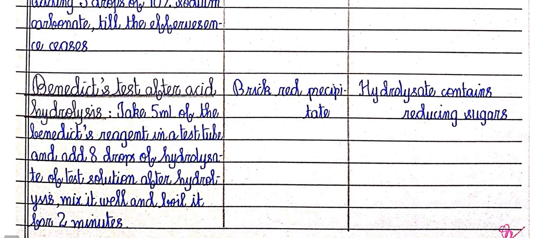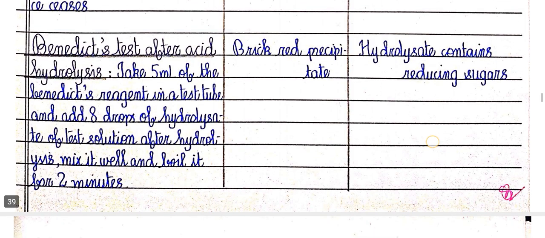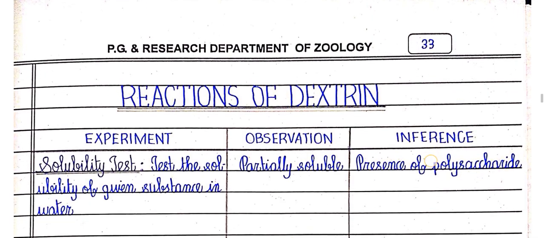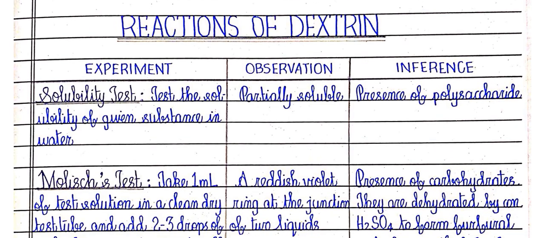Later we will be repeating the Benedict's test after acid hydrolysis. Take 5 ml of Benedict's reagent in a test tube, add 8 drops of hydrolysate, that is the test solution after hydrolysis. Mix it well and boil it for 2 minutes. That creates a brick red precipitate. The hydrolysate contains reducing sugars. Then reactions of dextrin.